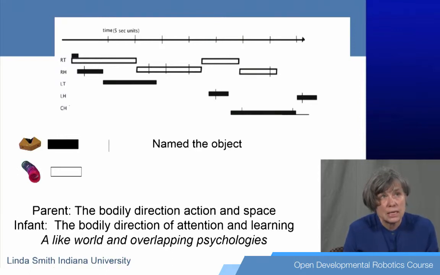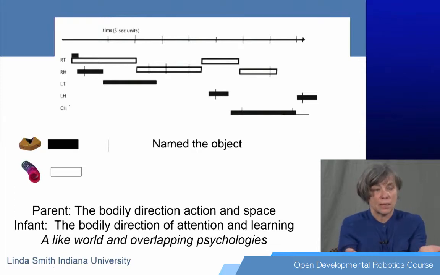And what you can see here is that this parent consistently kept the object indicated by the white bar either in her right hand or on the right side of the table, and consistently kept the object indicated by the black bar, the binoculars, on her left side of the table and in her left hand. And parents did this. They spatially segregated the objects very regularly. And they tended to name the objects, those little hash marks, when it was on one side of the table or the other.